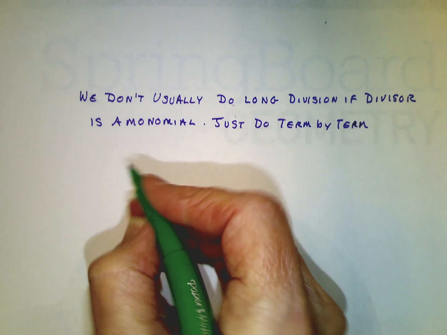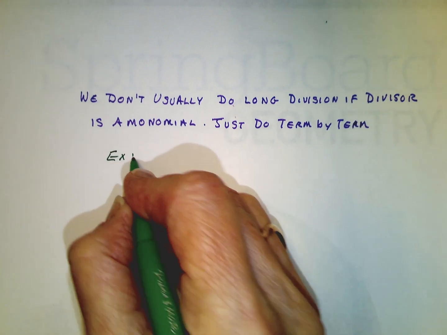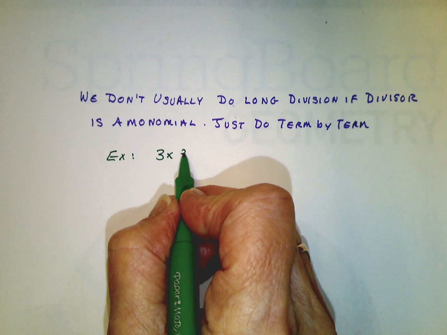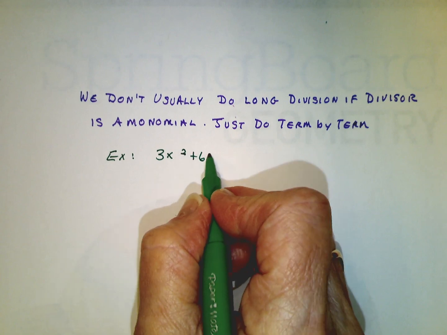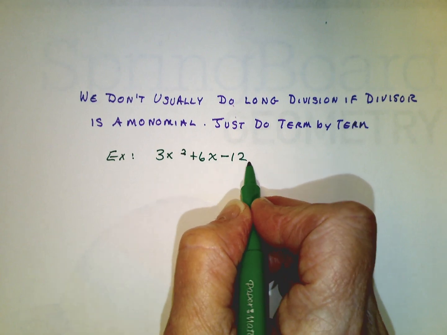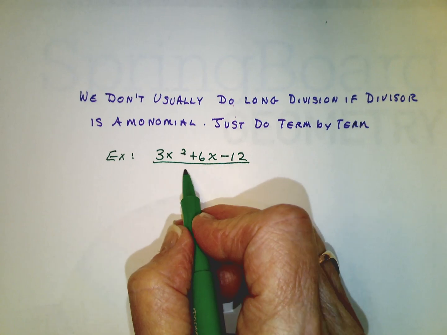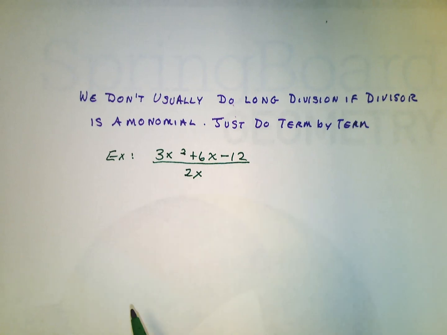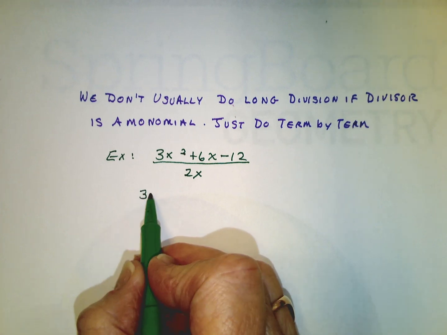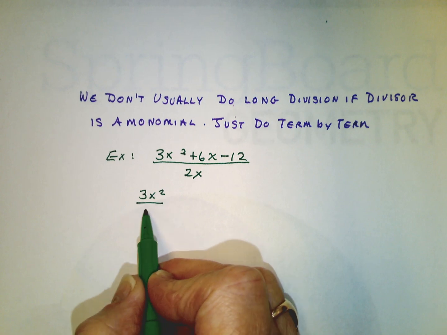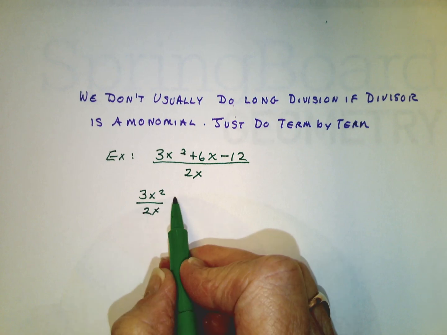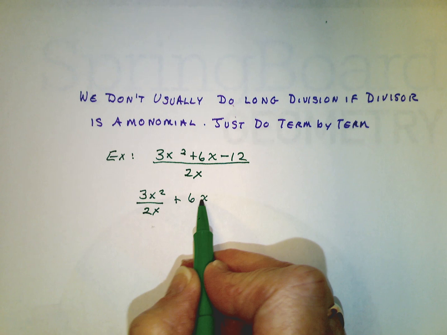For example, if we had 3x squared plus 6x minus 12, all being divided by 2x, we would not do long division on this. We would just divide each term. It's kind of like the distributive property of division. Everybody gets divided by 2x.